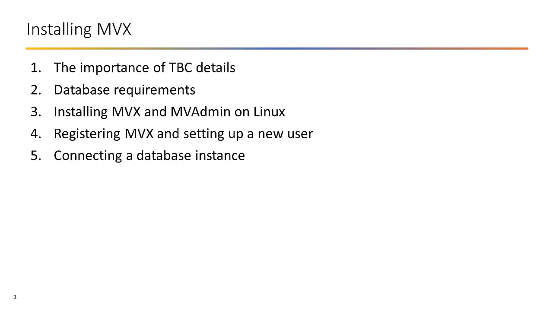In this video we'll be installing the MVX product, the MultiValue experience product, and we are going to go through some steps to finally be able to test the installation. But first we're going to be talking about the Rocket Business Connect site, how we can self-register against that site.